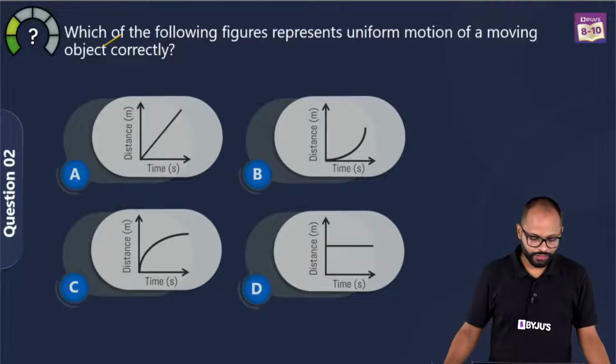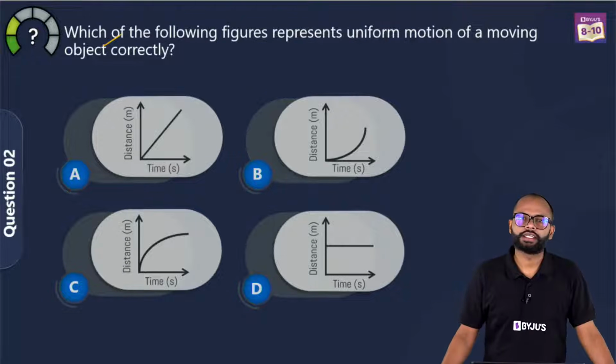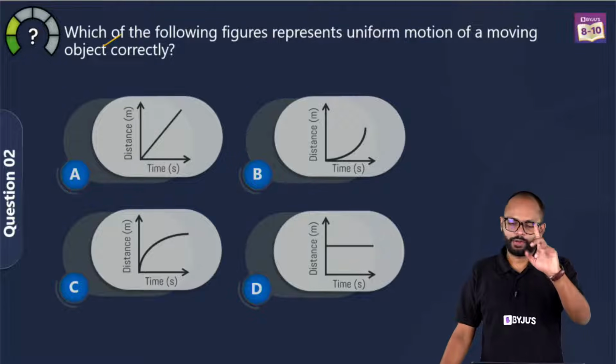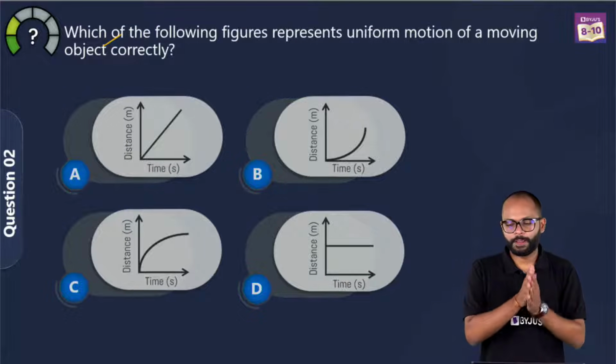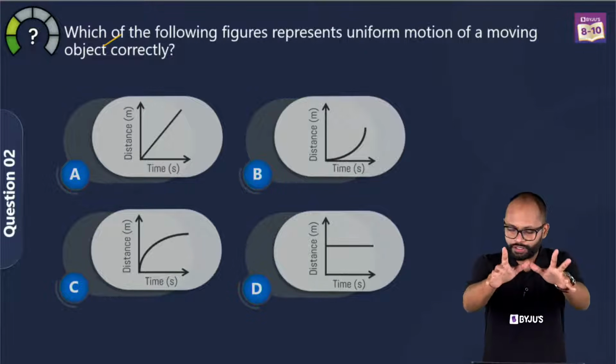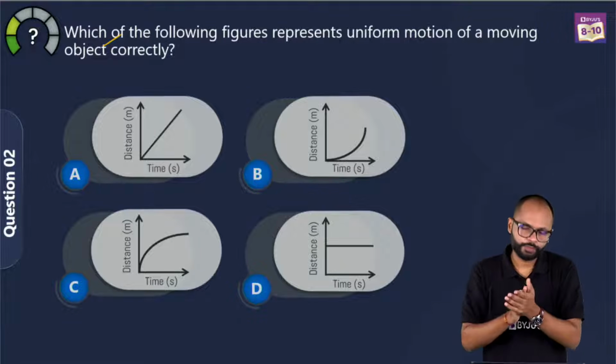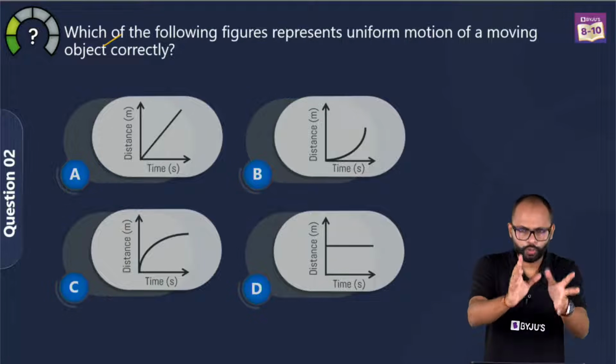So, the question is, which of the following figures represent uniform motion of a moving object correctly? Okay, I can see all of you are telling me A. Nice. I'm not saying it's the correct answer or not, but very good. The attempt is good. Let's communicate now. Moving object correctly. What? Uniform motion.